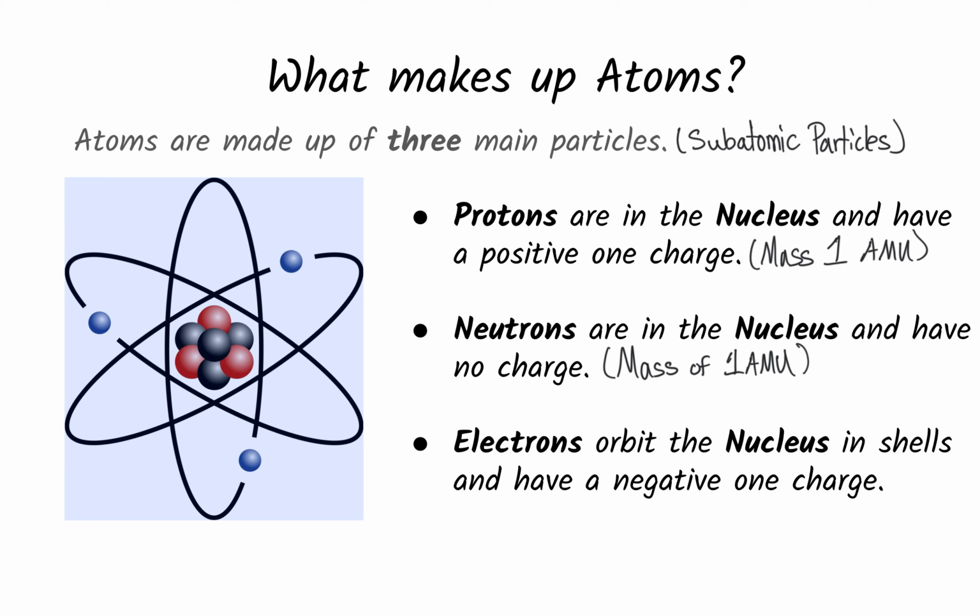And then finally, depicted here in blue, we have electrons that would orbit the nucleus in shells, and they have a -1 charge. And while electrons aren't truly massless, they're close to 10,000 times less massive than a proton or neutron. So when we're totaling the mass of an atom, we just ignore their masses because they're completely insignificant. So for an electron, we would say that they have a mass of 0.